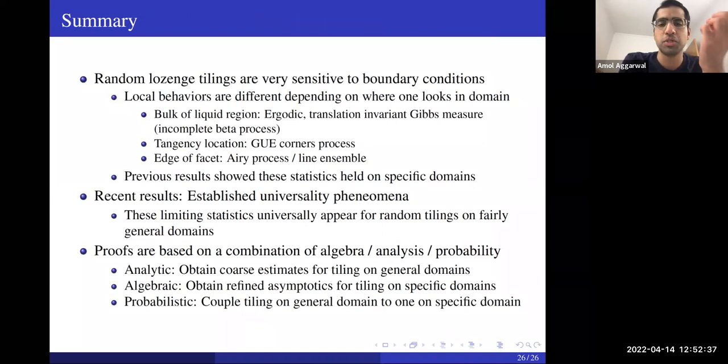At the tangency locations, you should see the GUE corners processes. At the edge of the facet, you should see the Airy process or Airy line ensemble. And we have recent results that establish that these phenomena are universal and that they appear for fairly general families of domains. The proofs are based on a combination of algebraic, analytic, and probabilistic methods. The analytic method is to obtain some coarse estimate on your general domain. The algebraic part is to obtain refined asymptotics for a specific domain. And the probabilistic part is the glue between the two that allows you to couple your general domain to the algebraic one, which allows you to conclude.